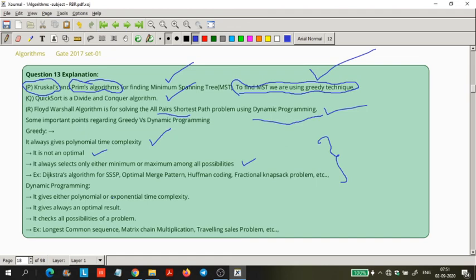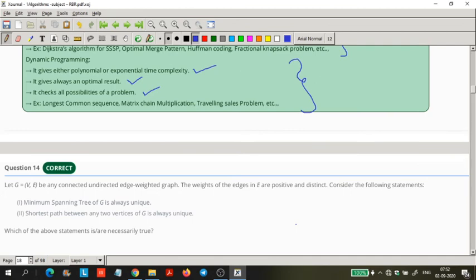And dynamic programming gives either polynomial or exponential time complexity. It always gives the optimal result, and it checks all the possibilities of the problem. Longest common subsequence, matrix chain multiplication, and the traveling salesman problem all come under dynamic programming.